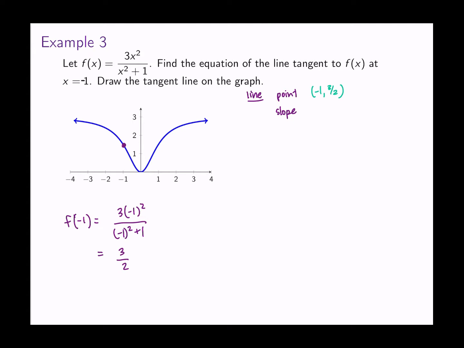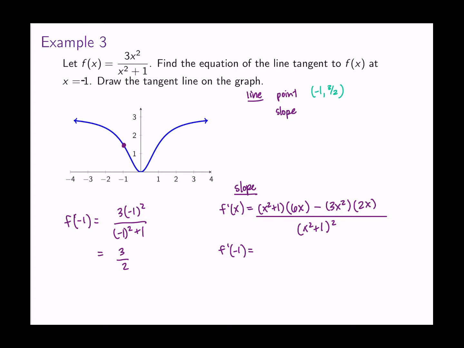All right, now we need our slope. So to find our slope, we need our derivative f prime of x. And to find our derivative, we will need the quotient rule. So we have the bottom times the derivative of the top. The derivative of the top is 6x, minus the top, so 3x squared, times the derivative of the bottom, which is 2x. And that's all over the denominator squared. Now I might want to clean this up some if I needed to use it for something else, but because I just want the derivative at a certain point, I can go ahead and plug in here. So I just need f prime of -1.